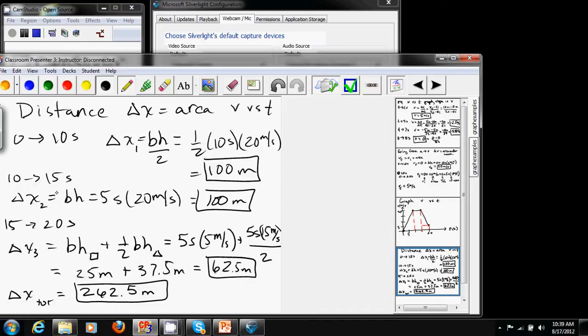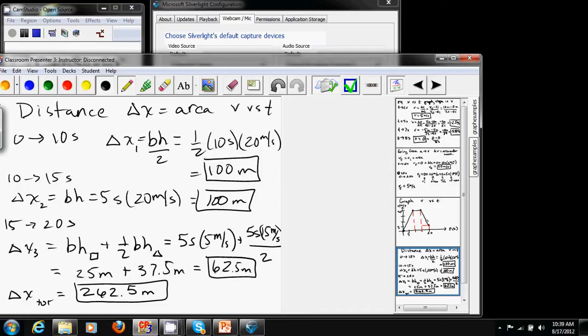Now between 10 and 15 seconds, I have a rectangle, this rectangle here. Okay? So my base is 5 seconds, 20 meters per second. Area of rectangle is base times height. So that's 5 times 20 for 100, and that's a 100 meter displacement during the 10 to 15 second time interval. Now remember that 15 to 20, it's a little trickier.